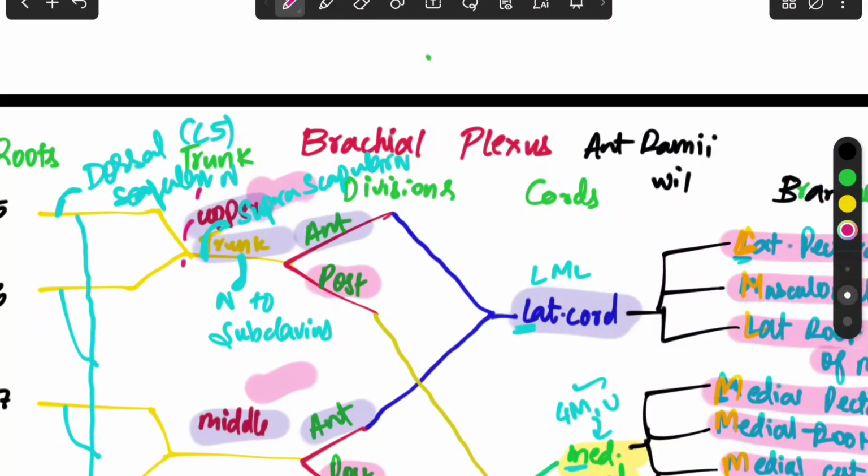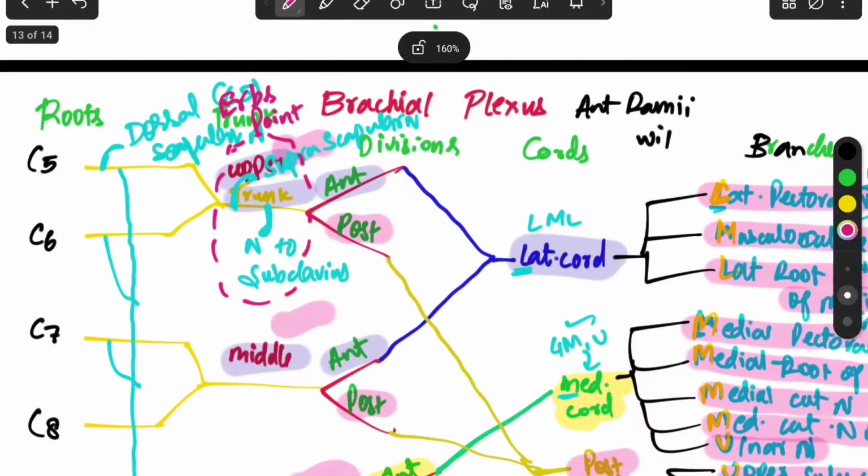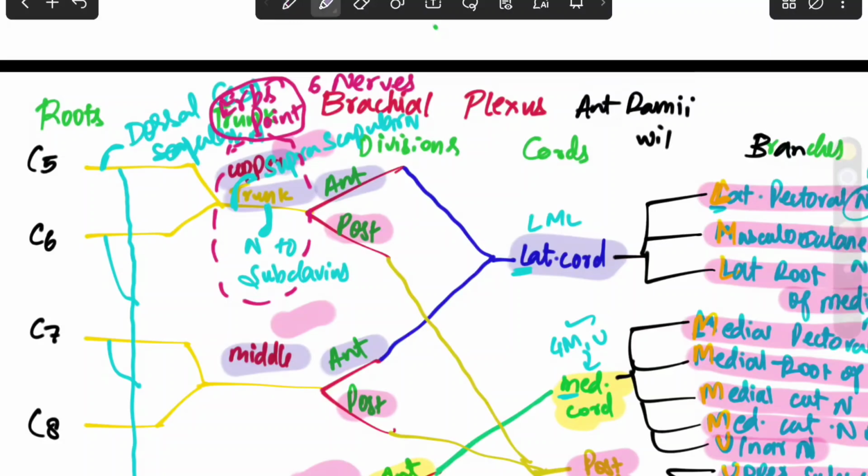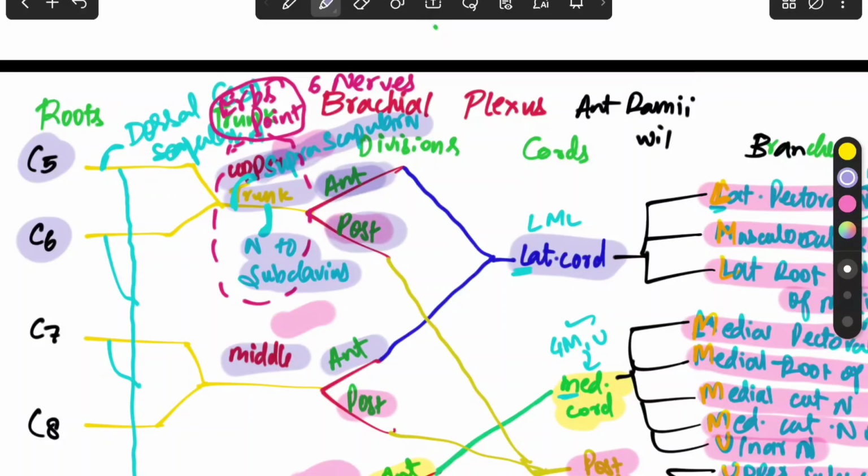And an important point which is present here is Erb's point. It is the point where six nerves connect with each other. The nerves are C5, C6, and the upper trunk nerves like suprascapular nerve and nerve to subclavius, and the anterior division and posterior division nerves. So in this Erb's point there are six nerves.